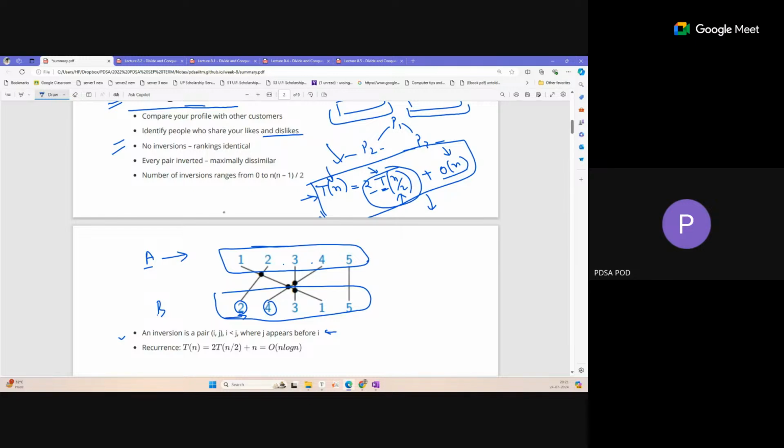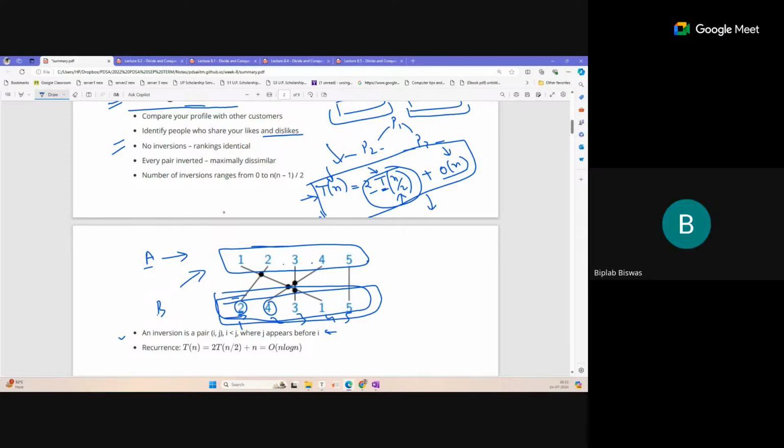So this is very common. Suppose both A and B give the same ranking, 1 2 3 4 5, then there is no inversion pair. So let's see what the inversion pair is according to the definition. We will compare B with respect to A. We want to find the inversion pairs of B with respect to A.